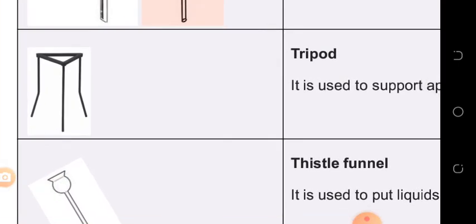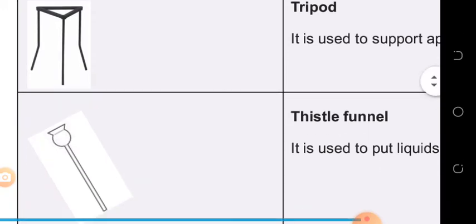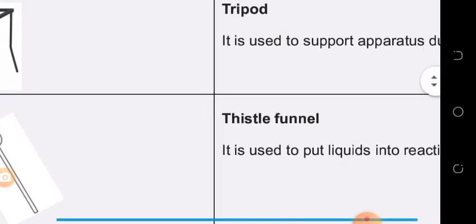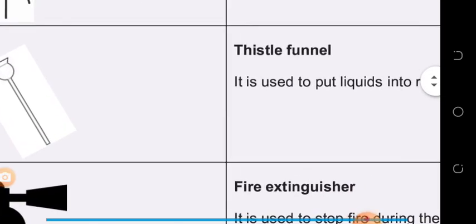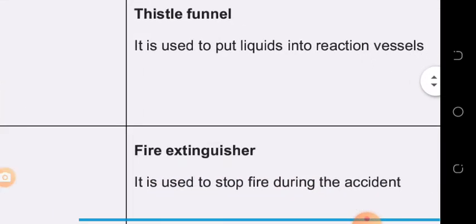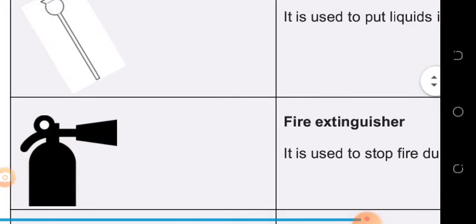And then we have tripod stand used to support the apparatus during heating. For example, during heating the substances in a round bottom flask or flat bottom flask, we use tripod stand to support the apparatus during heating. We have cystofano used to put in liquids into reaction vessels while conducting experiments.